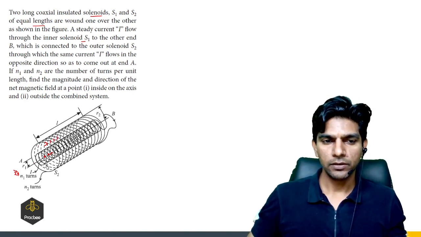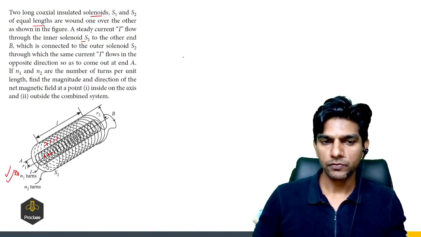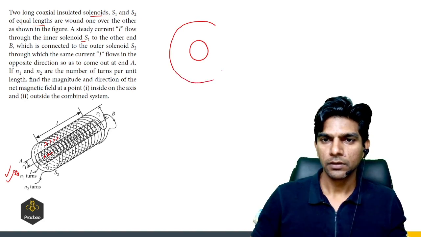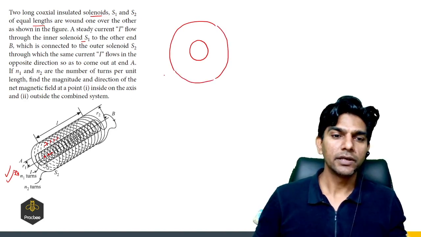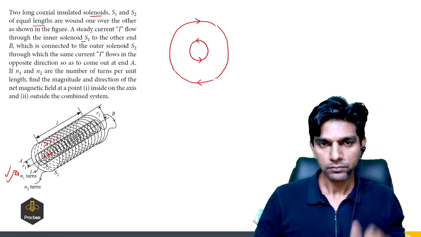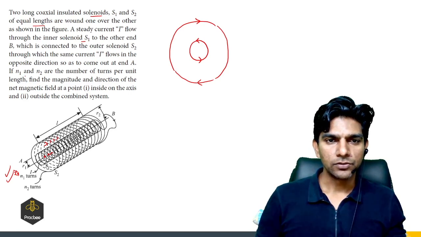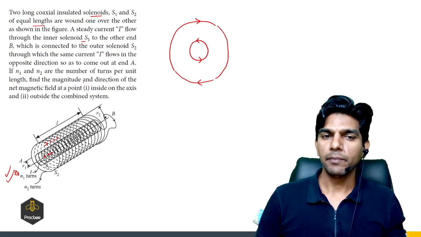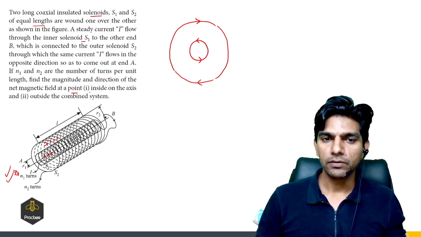So if I look at it with respect to this observer, then you'll find two solenoids. This is the inner one and this is the outer one. And the direction of the current in the inner solenoid is anti-clockwise, and the direction of current in the outer solenoid is clockwise. Right, so we are given N1, N2 as the number of turns per unit length. Find the magnitude and the direction of net magnetic field at a point, first, inside on the axis.